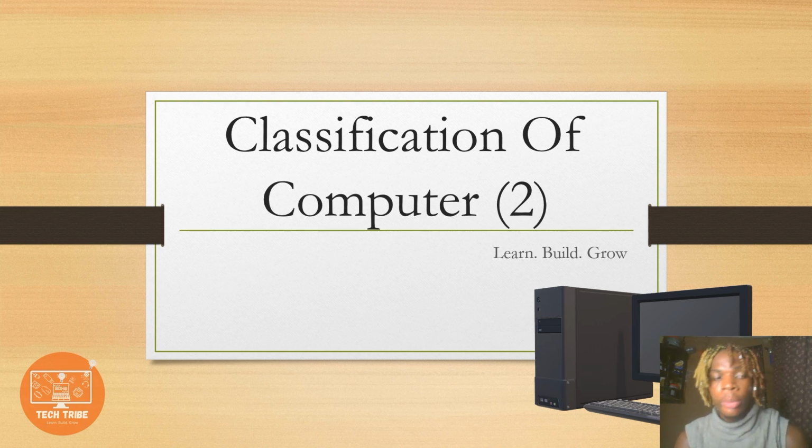Do you understand? Based on their function, we have the general purpose computer, the special purpose computer, the embedded computer, and the dedicated computer. All these were explained in the last video. If you're still finding it hard, please go to the last video and check it out. In this class, we are still on classification of computers. This is part 2 of classification of computers.